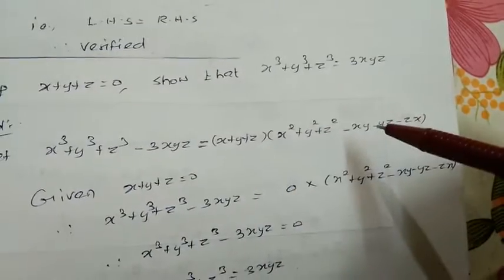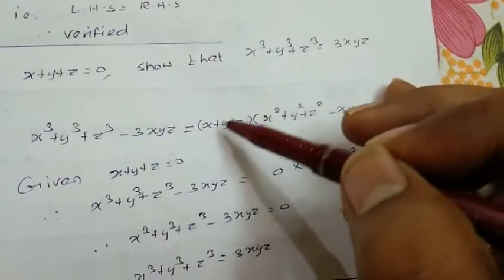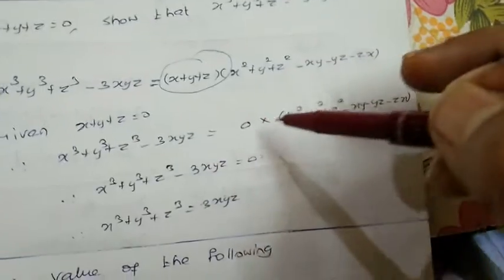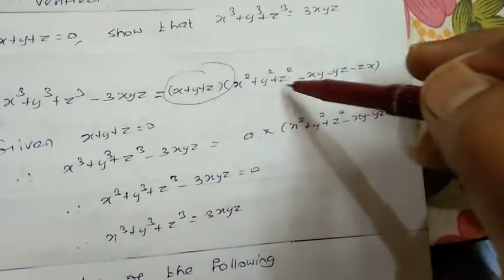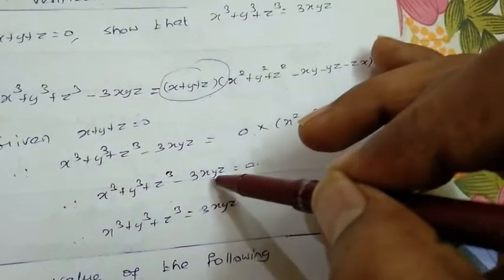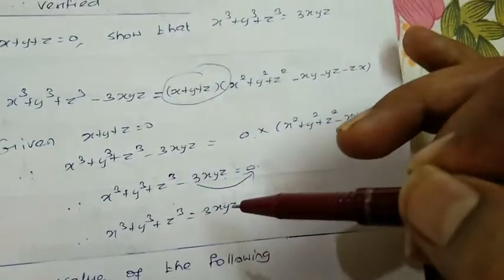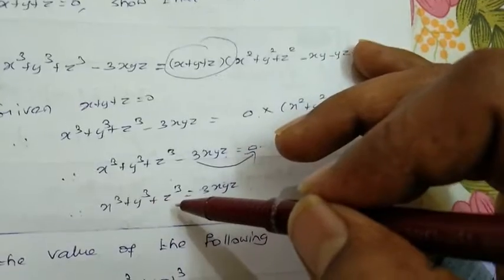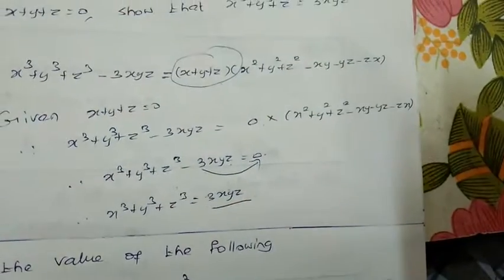Write the identity. Now substitute x plus y plus z equal to 0 in the identity. So the right hand side, 0 into anything, is totally 0. Left hand side as it is, minus 3xyz you have. Write this thing on the right hand side. So x cube plus y cube plus z cube equal to 3xyz.